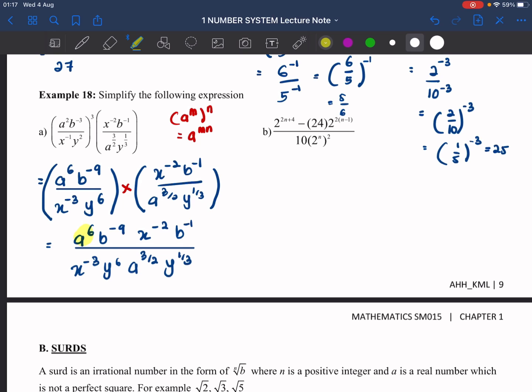So the first thing we look at A to the power of 6, A^3/2. Okay, so for division what we have to do is subtract. So we have A^(6 minus 3/2), we have 9/2. And the next one we are going to see B. B^-9, B^-1. Okay, both are on top, so both are multiplied. So when multiplying, the powers must be added. So negative 9 plus negative 1. So it becomes negative 10 here.